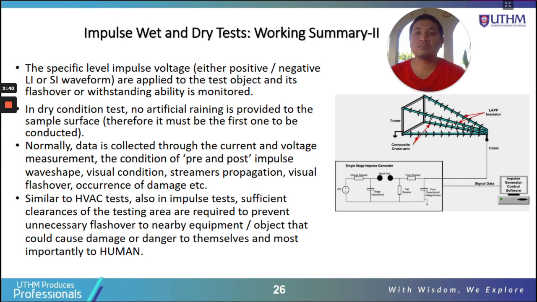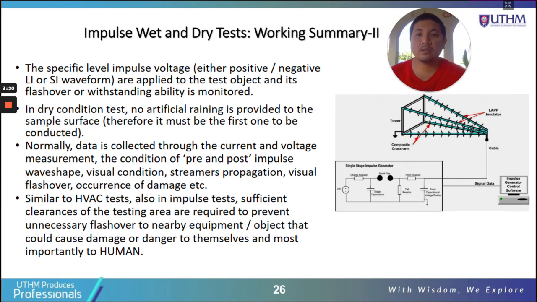The specific level of impulse voltage, either positive or negative, lightning impulse or switching impulse waveform, is applied to the test object, and its flashover or withstanding ability is monitored. Because the impulse occurs very quickly, in microseconds, we monitor whether there is flashover, or whether it can withstand the flashover. It happens very fast, so we have to monitor if there is flashover during the test, right?